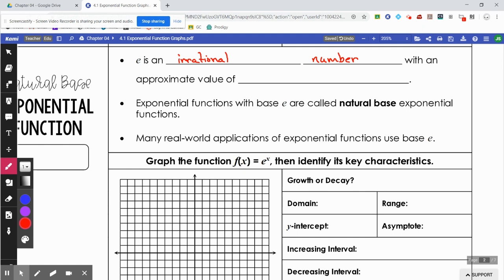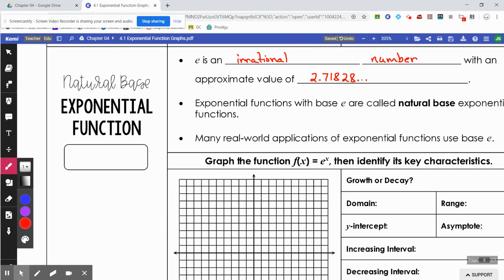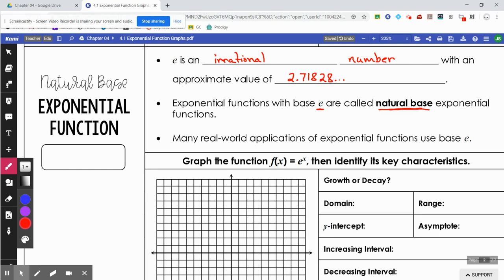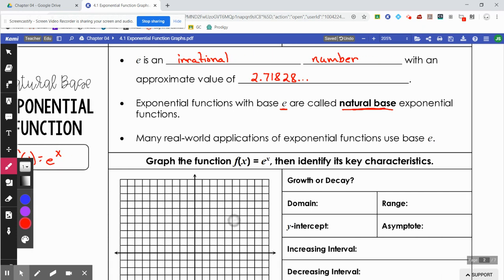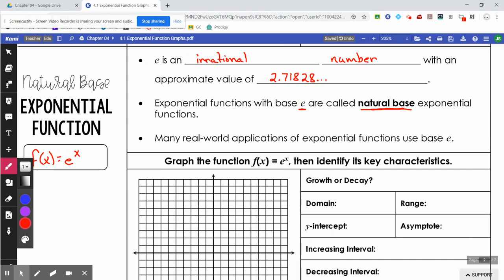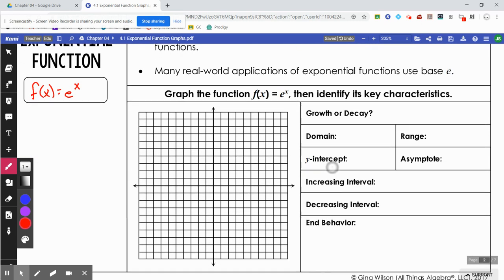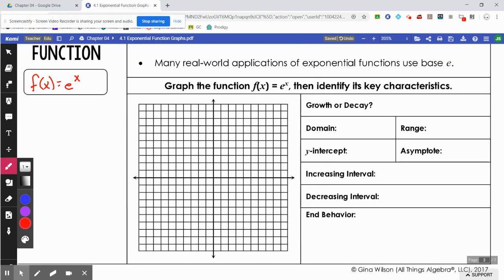e is an irrational number with an approximate value of 2.71828. We know that irrational numbers continue forever. Exponential functions that have the base e are called natural base exponential functions. So that's what we're talking about here. And here is your parent function, y equals e to the x. There are many real-world applications of exponential functions, and we'll be talking about those as we progress.